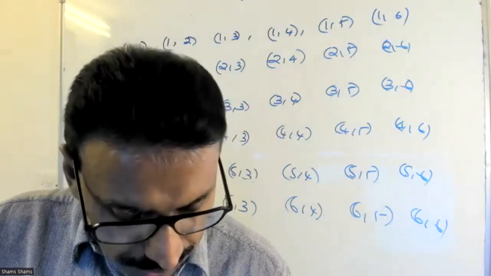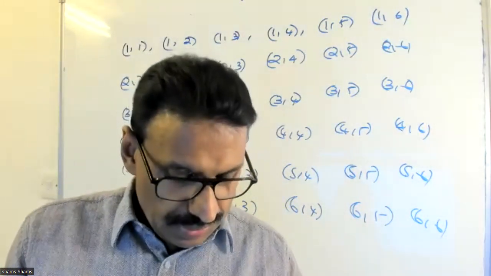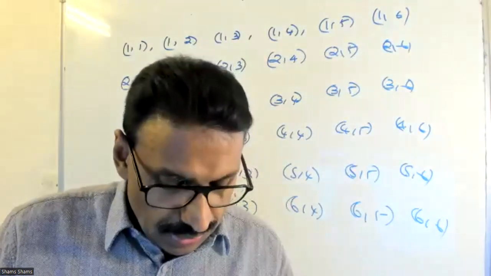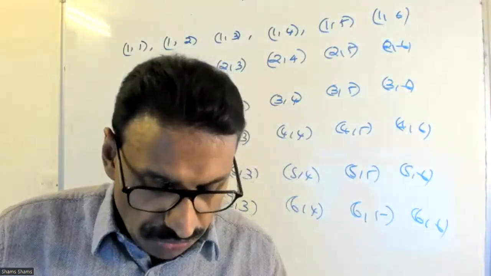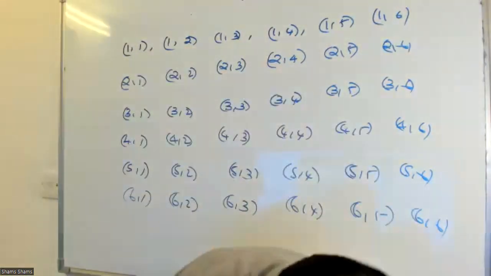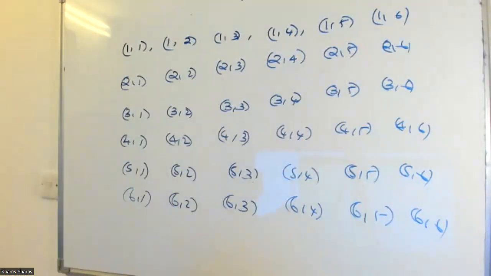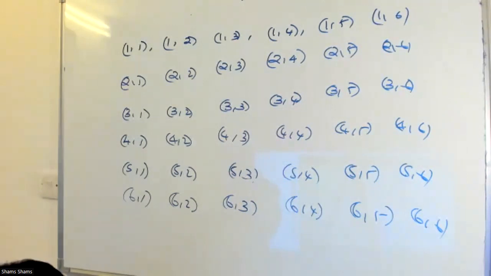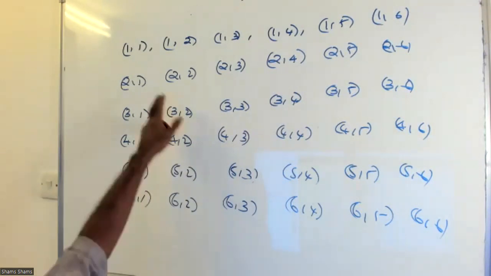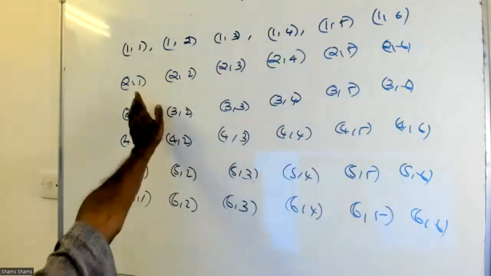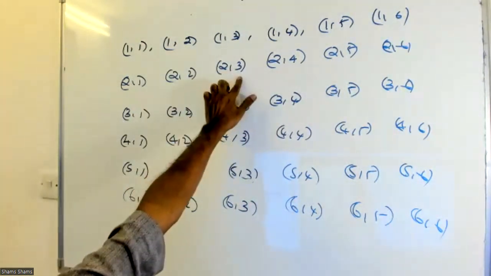Okay, next one, you read. Getting a multiple of 2 on one dice, multiple of 3 on the other. Which are the numbers? 2, 4, 6. Check everything. Multiple of 2 on one dice, multiple of 3 on the other. First row, there's nothing. Second row, 2, 3.